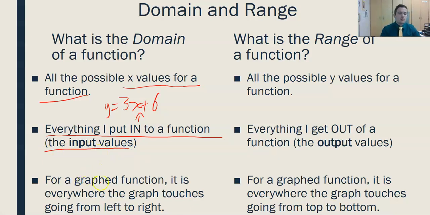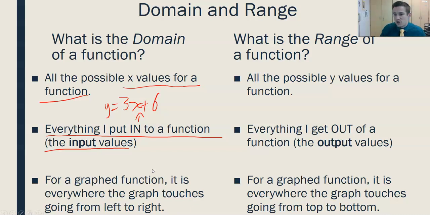If I'm looking at a graph, it's everywhere the graph touches, going from left to right. So the x values are the horizontal part of the graph, that horizontal axis. So the domain of a graph, if I'm looking at a picture, is everything the graph touches going from left to right. And we'll visualize that here in just a little bit.